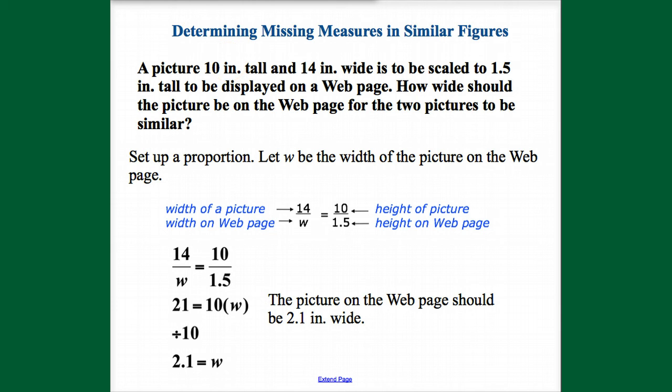And again, when we write our answer, we want to make sure that we do include our units. It's 2.1 inches wide.